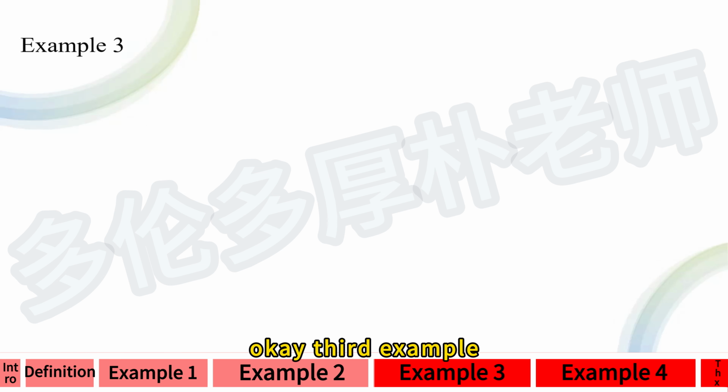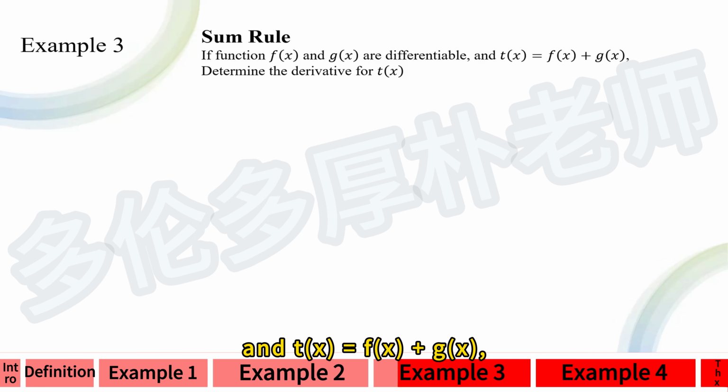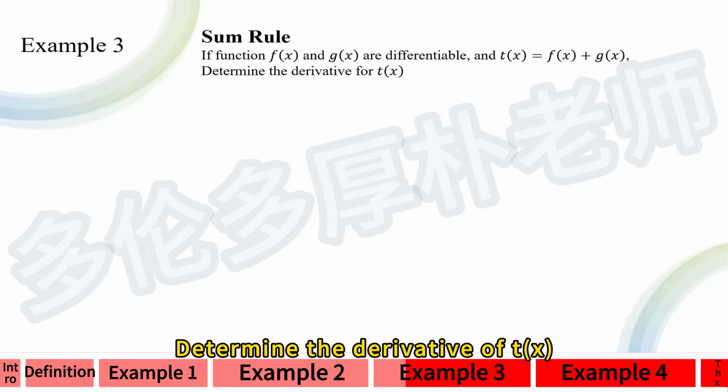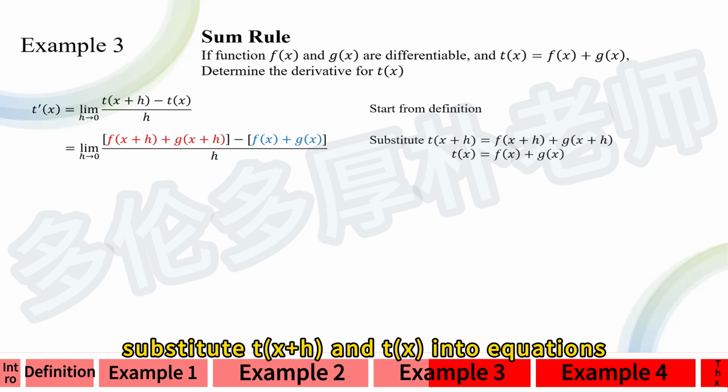Okay, third example, sum rules. If functions f(x) and g(x) are differentiable, and t(x) is f(x) plus g(x), determine the derivative of t(x). Start with the definition. Substitute the t(x+h) and the t(x) into the equation.